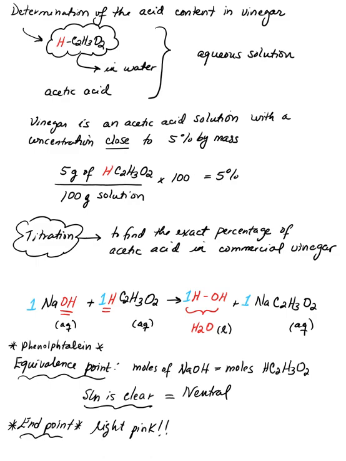Commercial vinegar has a concentration close to 5% by mass. So we're going to do the titration to determine exactly what percent of a solution is your solute, which is vinegar. The equation for mass percent, I'm showing you here for the actual solution. If a solution is 5% by mass, it means that you have 5 grams of your solute, in this case the acetic acid, in every 100 grams of the solution. 5 divided by 100 times 100, that will give you 5%.